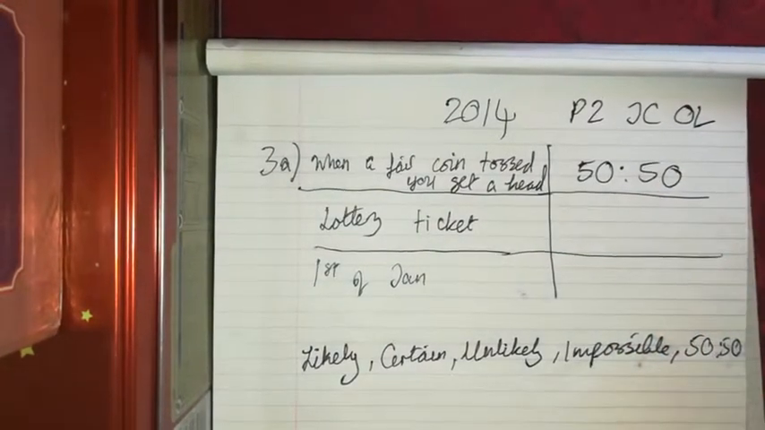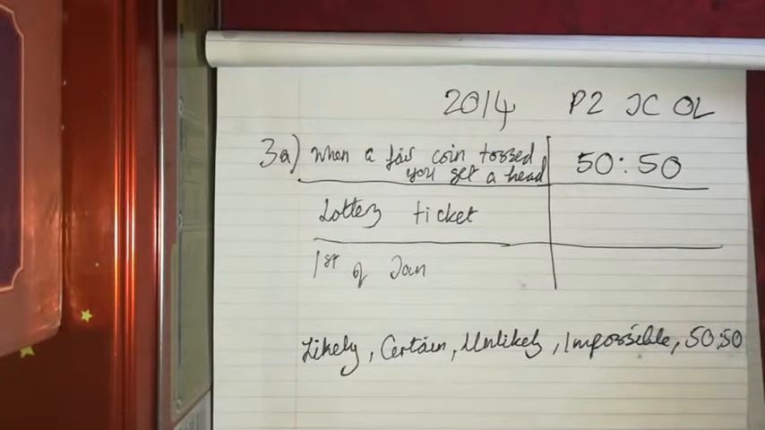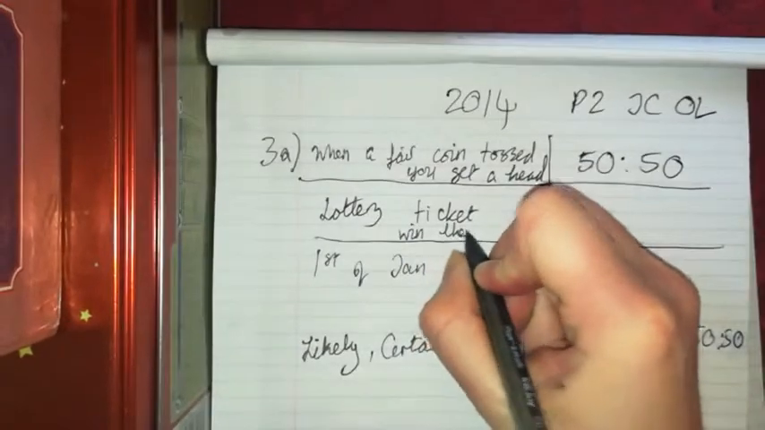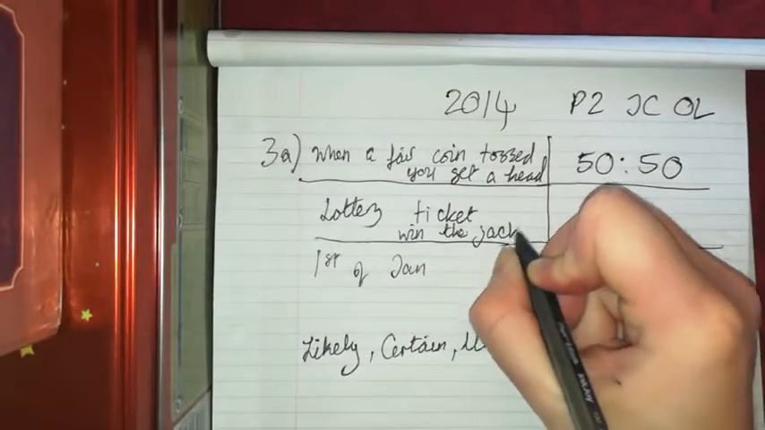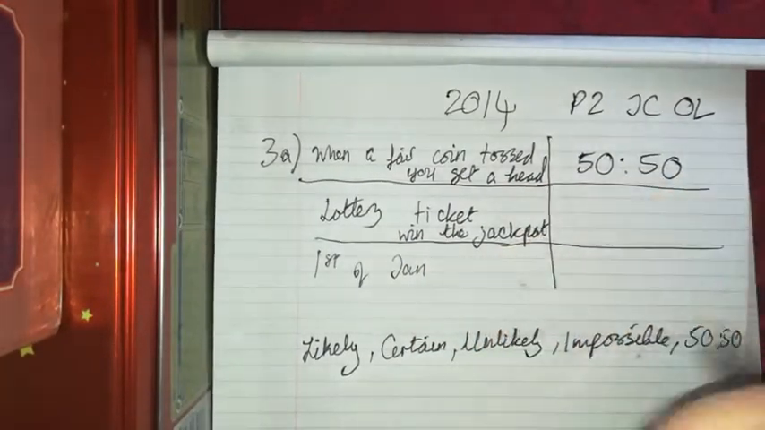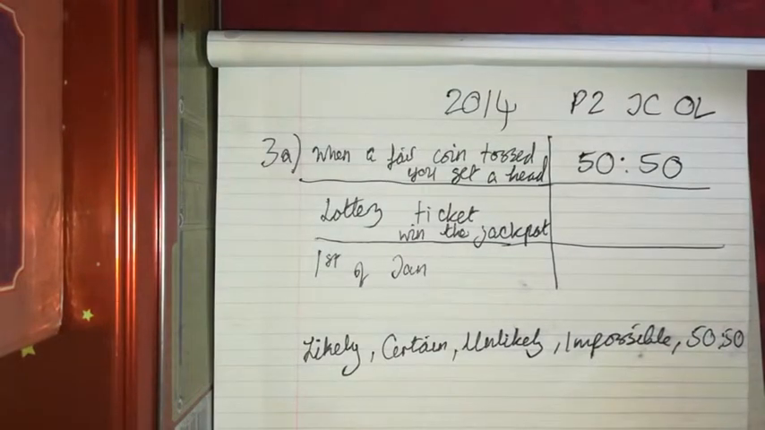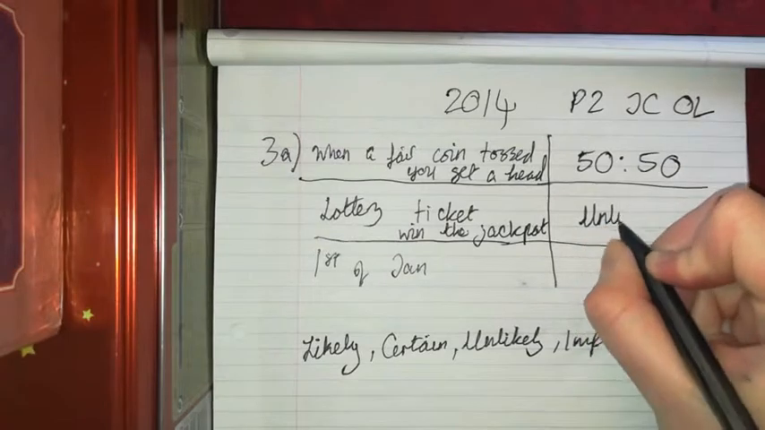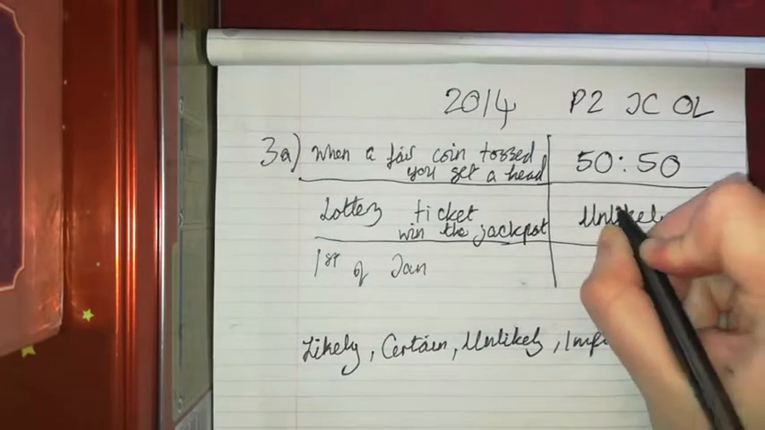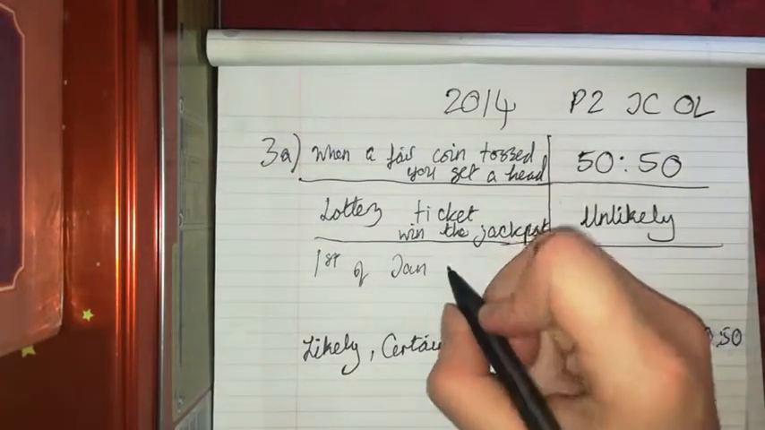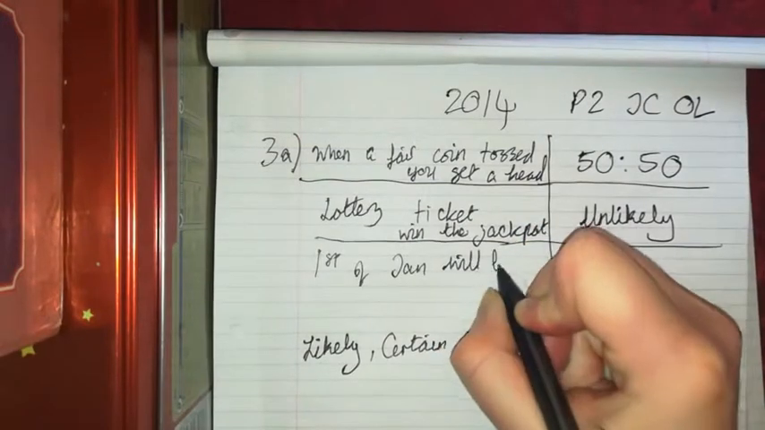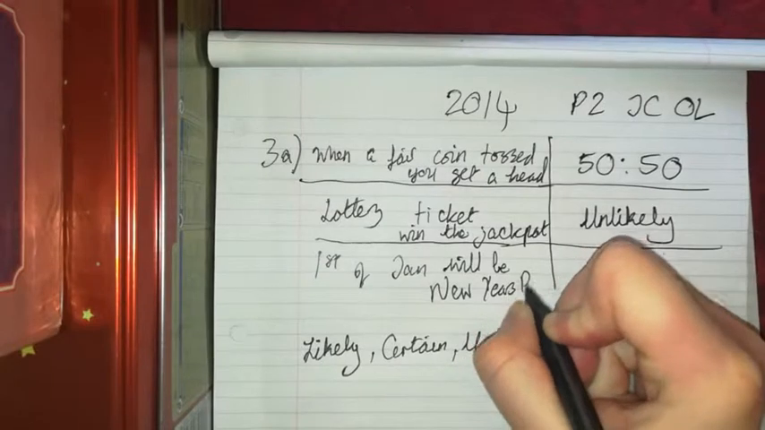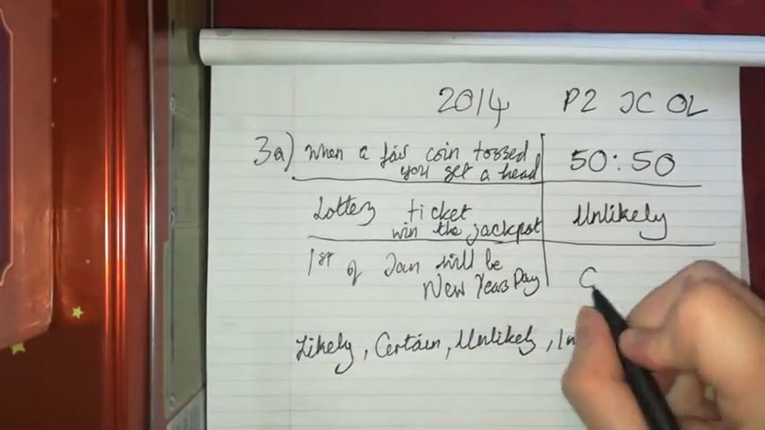It's equal probability. If we get a lottery ticket, we will win the jackpot. It's very difficult to win the jackpot with a lottery ticket, so I would say it's unlikely. It's not impossible, but it's unlikely. The 1st of January will be New Year's Day. New Year's Day is always the 1st of January, so that is certain.